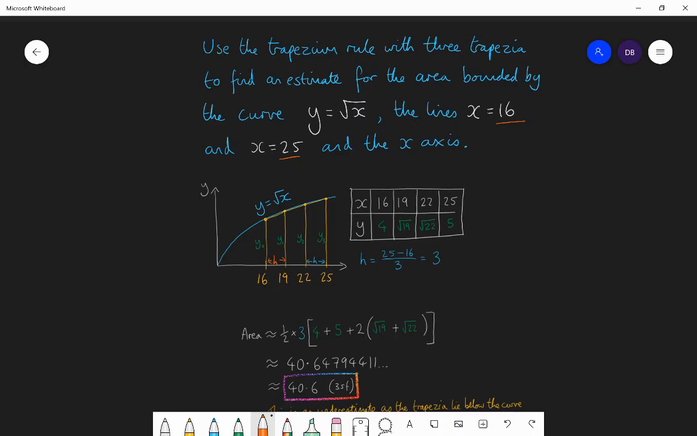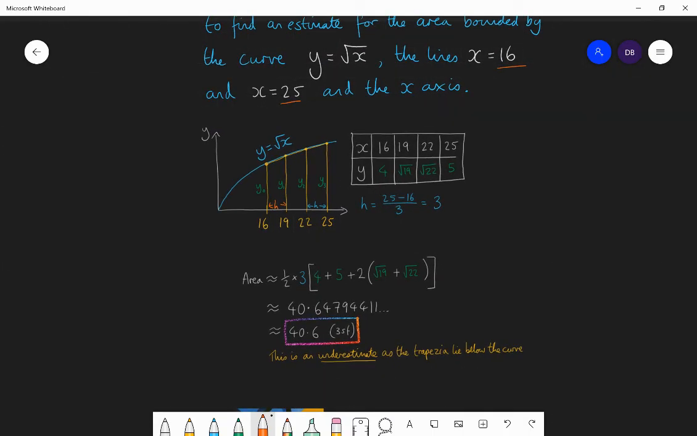And so the y values are 4, which is the square root of 16. The next one is root 19. Next one is root 22, and the next one's 5. And if we substitute them into the formula, we should get 40.6 to 3 significant figures. And this is an underestimate since the curve curves above the trapezia. But it should be a pretty good estimate.